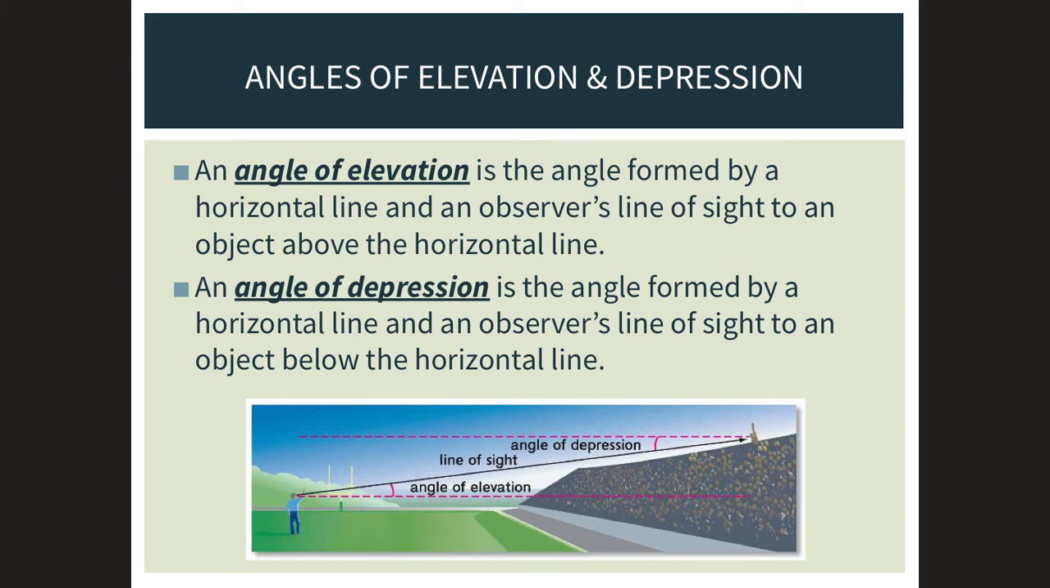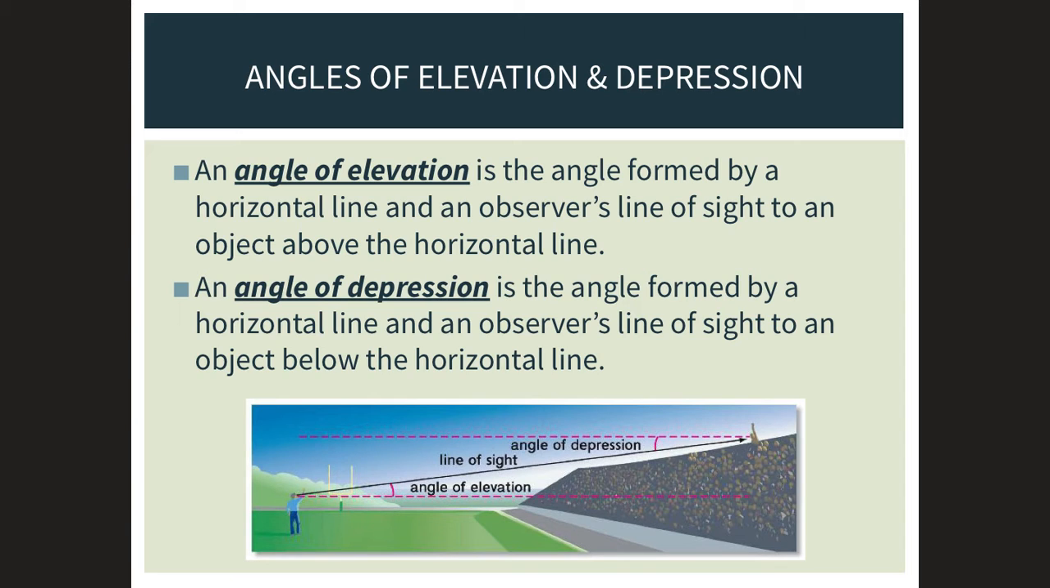An angle of elevation is the angle that is formed by a horizontal line and an observer's line of sight to an object above the horizontal line. So essentially, angle of elevation is going to be straight across and up. And then an angle of depression is an angle formed by a horizontal line and an observer's line of sight to an object below the horizontal line. So, straight across and down.